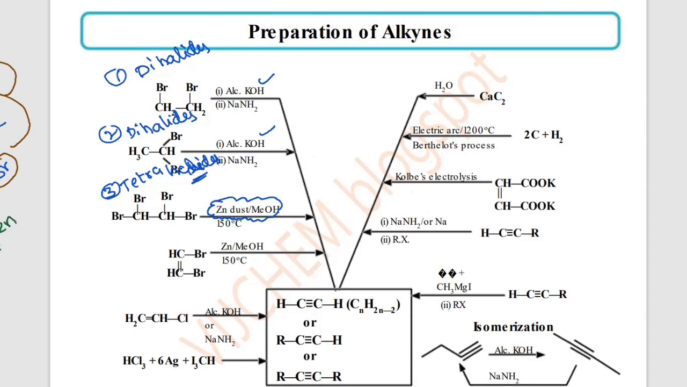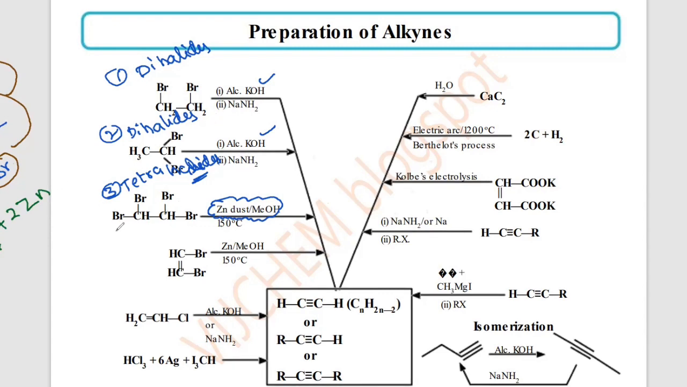Each zinc removes 2 bromine, so I will be using 2 zinc. Let me write here: per mole of tetrahalide, I have to use 2 moles of zinc, for the 4 moles of bromine. So it is going to be minus ZnBr2. This is the third method, tetrahalides. In the tetrahalides, the reagent we have to use is zinc dust. Then let us see the next method.